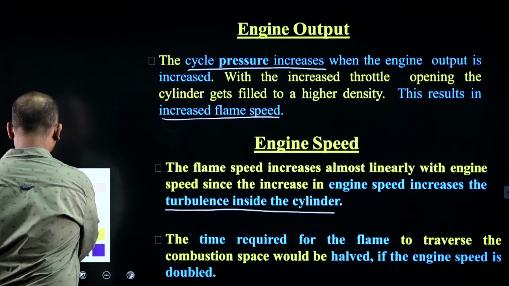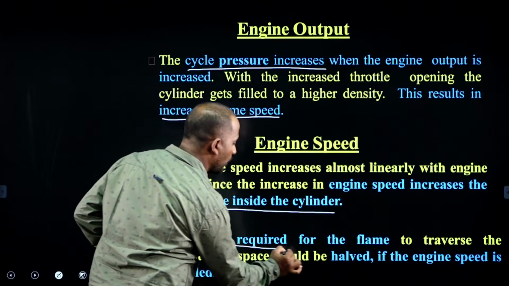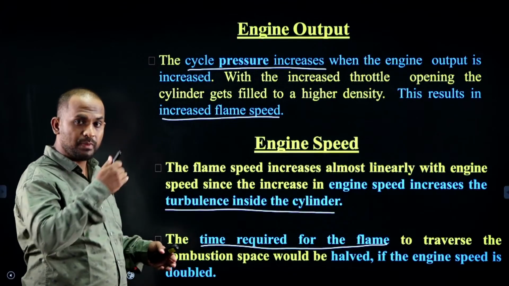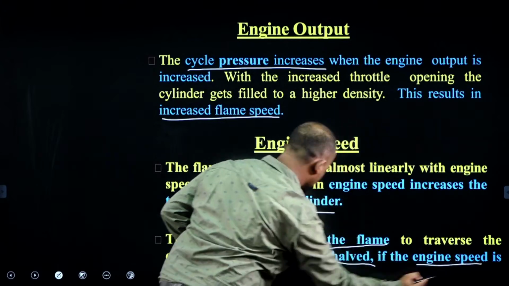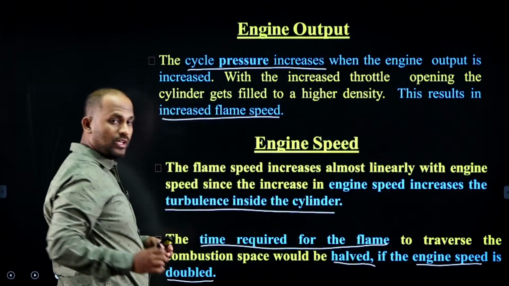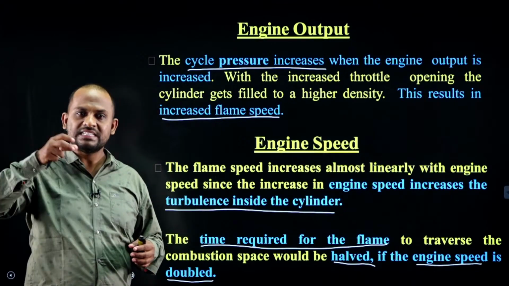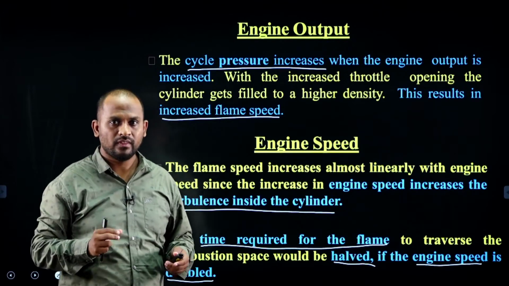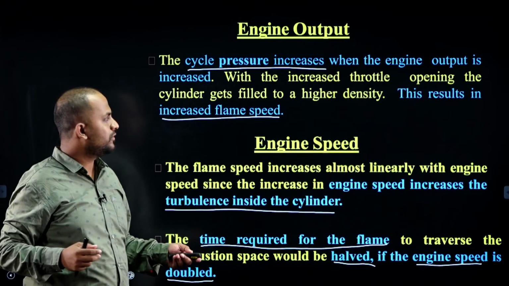And we can say that the time required for the flame to travel across the combustion space will be halved if the engine speed is doubled. That is, if the engine speed is doubled, the flame can travel inside the cylinder in half the time. That is what happens with respect to the engine speed and the flame speed.